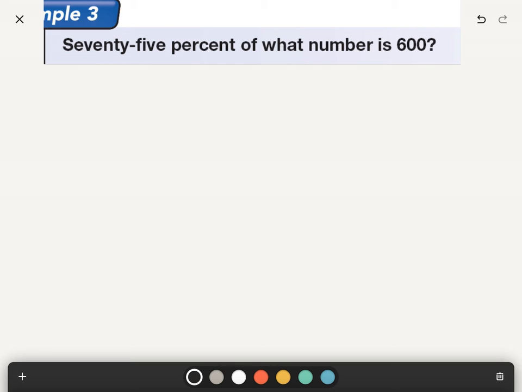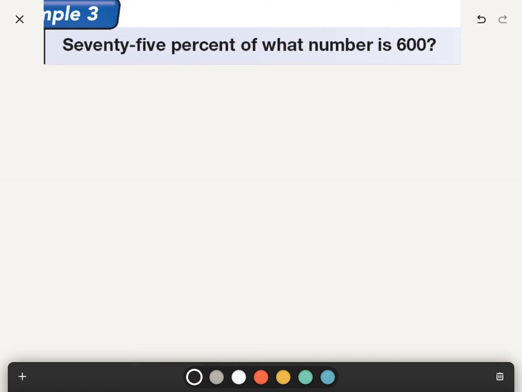All right, 75% of what number is 600? See if you can parse that one. There is a step that you could skip. I'm going to show the step, but you could skip it if you wanted to.